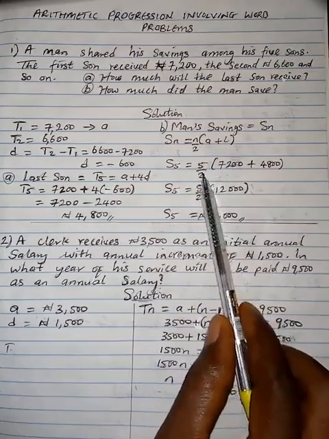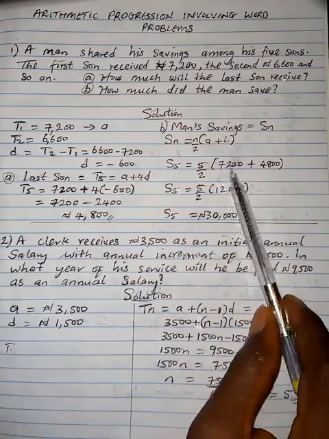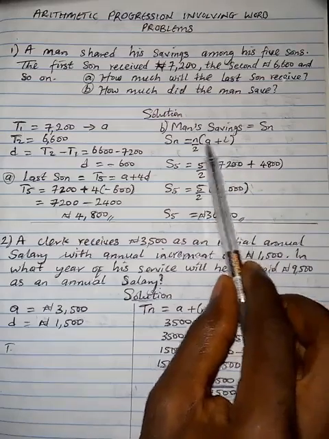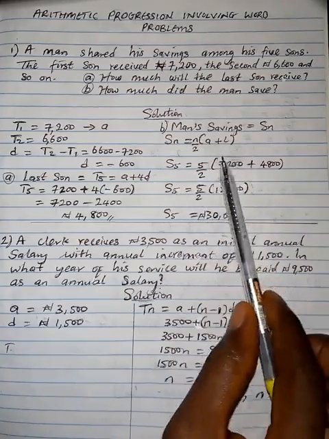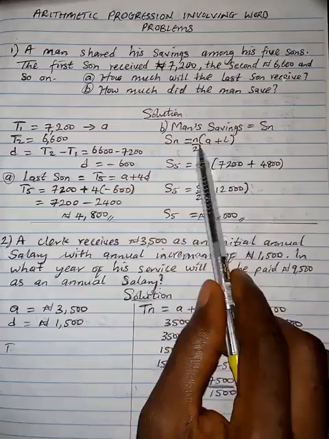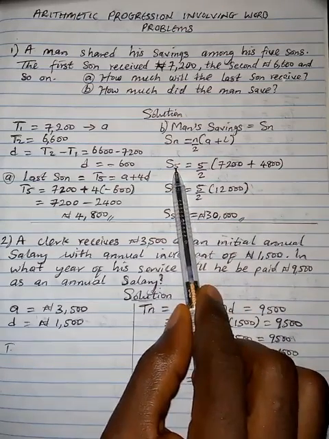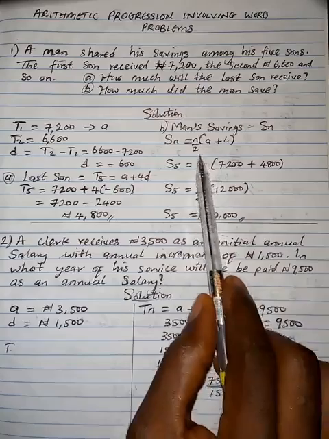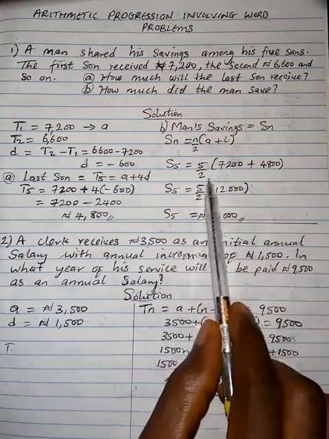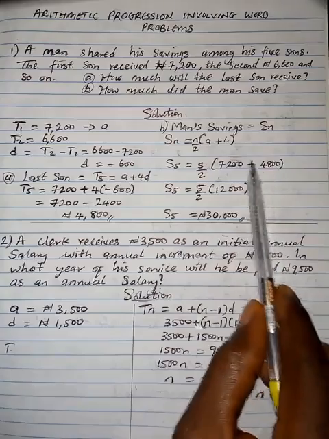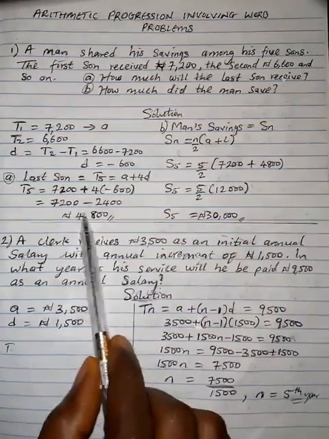Now in this case, since I was given the last term, I just go straight to it. This formula seems to be simpler. All right, now the sum of the 5 terms, S_n equals n over 2 into bracket a, which is 7,200, plus L, the last term, which is this.